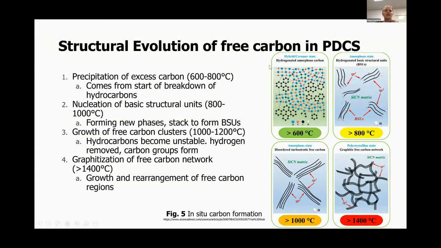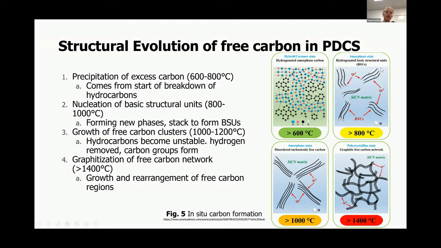So this first stage here, as you can see in this left corner, is the precipitation of free carbon. So this is going to occur at the first part of pyrolysis between about 600 and 800 degrees Celsius. And this is caused by the breakdown and the reorganization of the hydrocarbons. So that's kind of starting in this stage during the heating process.